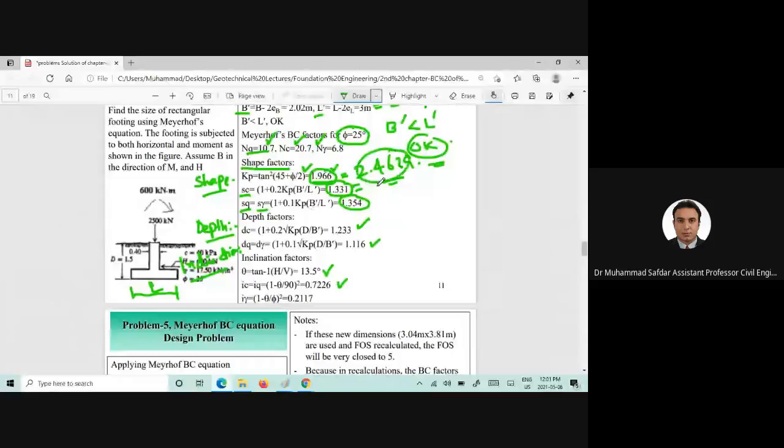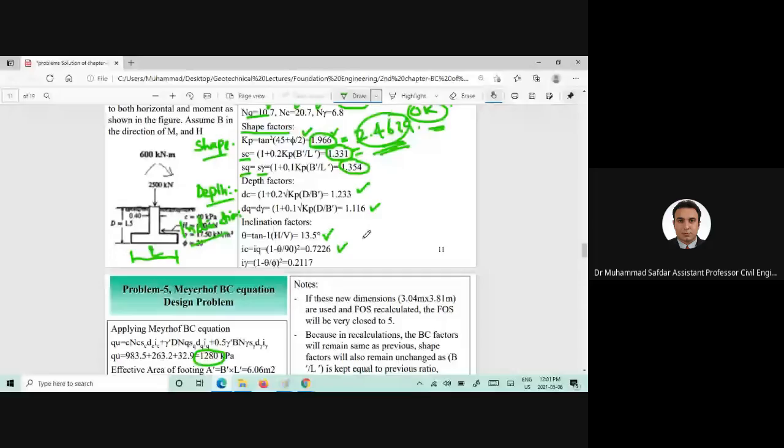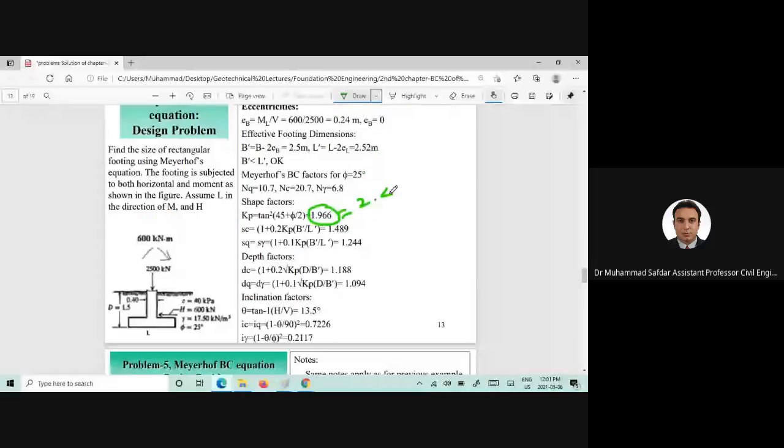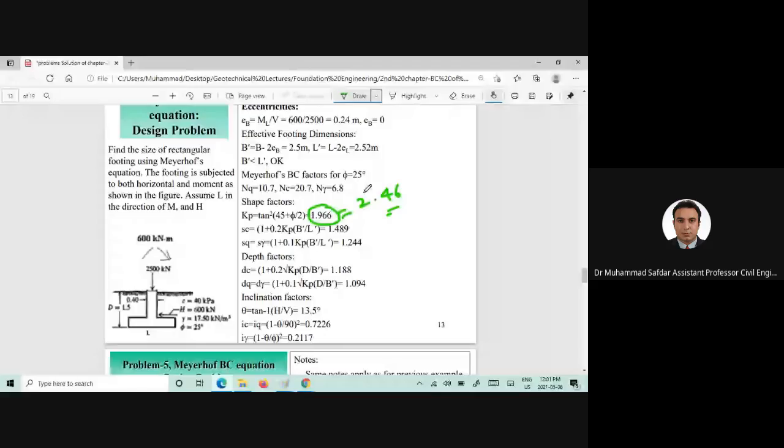नाउ वी नीड टू फाइंड आउट वो पॉइंट जो हमारा यहाँ पे रह गया है, ठीक है। हमारे पास इसको भी अपडेट कर दें, 2.46 जो आप कह रहे हैं, तो बी प्राइम आ जाएगा, ये वैल्यूज हमारे पास जाएगी। डेप्थ फैक्टर्स को कैलकुलेट करें, आपके पास क्या आ रही है, सेम आ रही है कि नहीं?